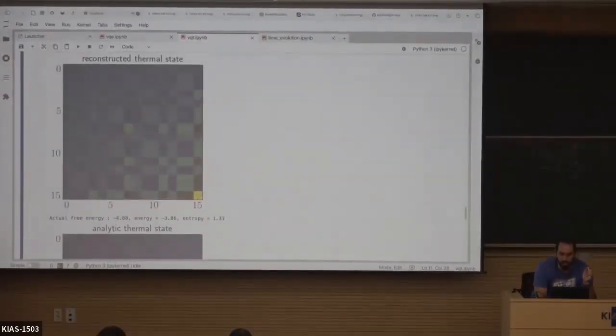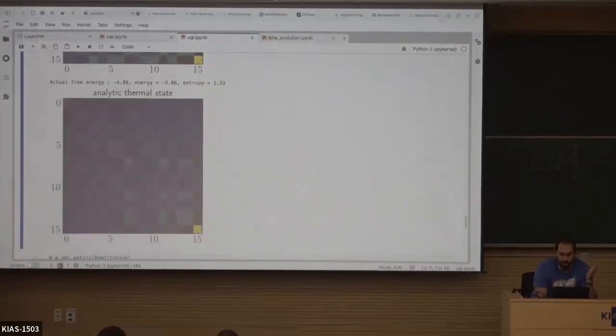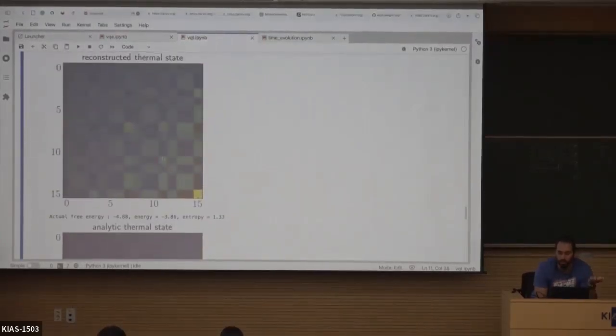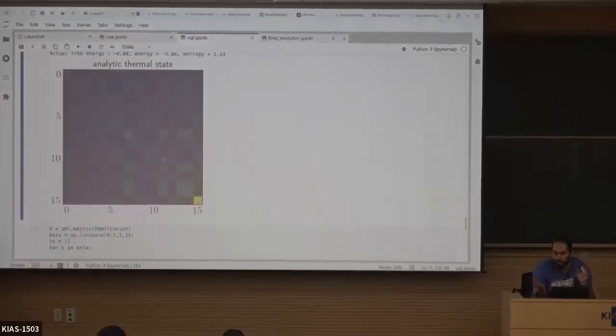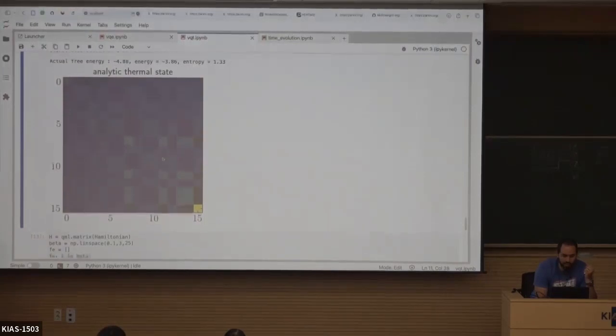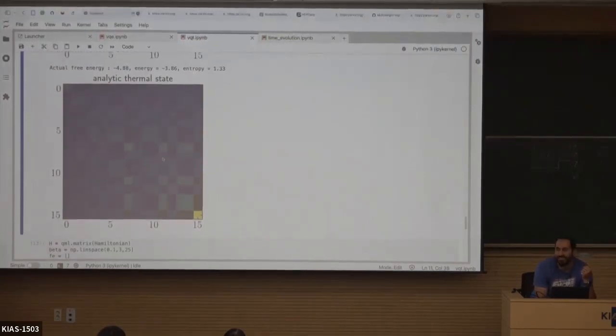So the calculation result, the reconstructed thermal state looks like this. Let's compare it with the original one, and this is the analytic term. As you can see, it's almost the same image. Of course, there are some differences, but you need to optimize the ansatz to get a better structure. That's totally up to you. You can play with it as a homework. I was too lazy to optimize everything, so feel free to play.